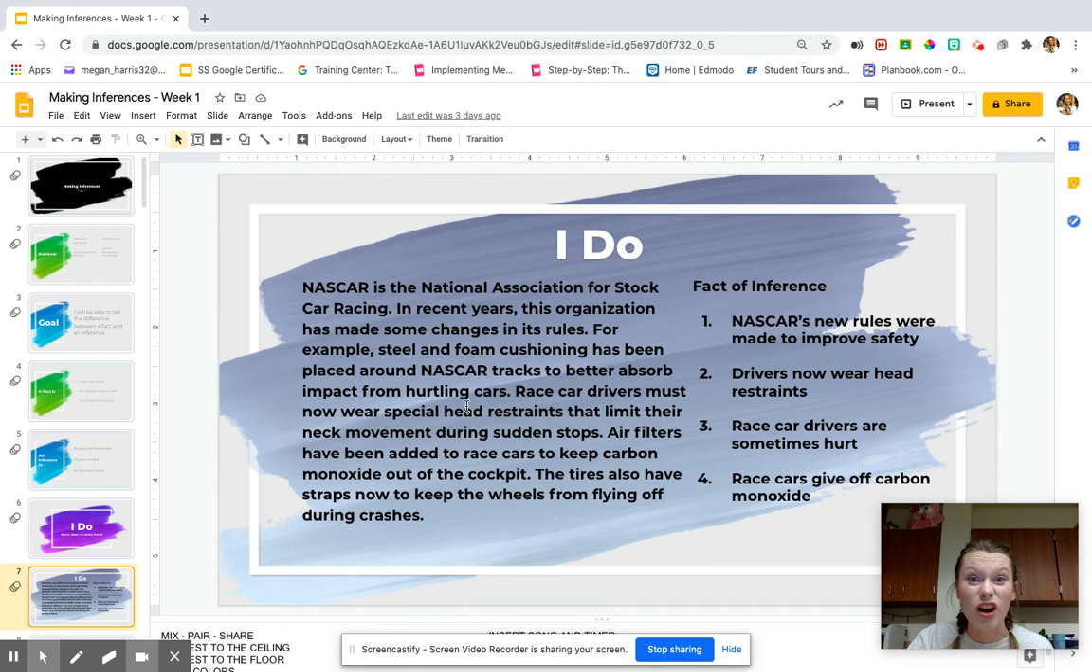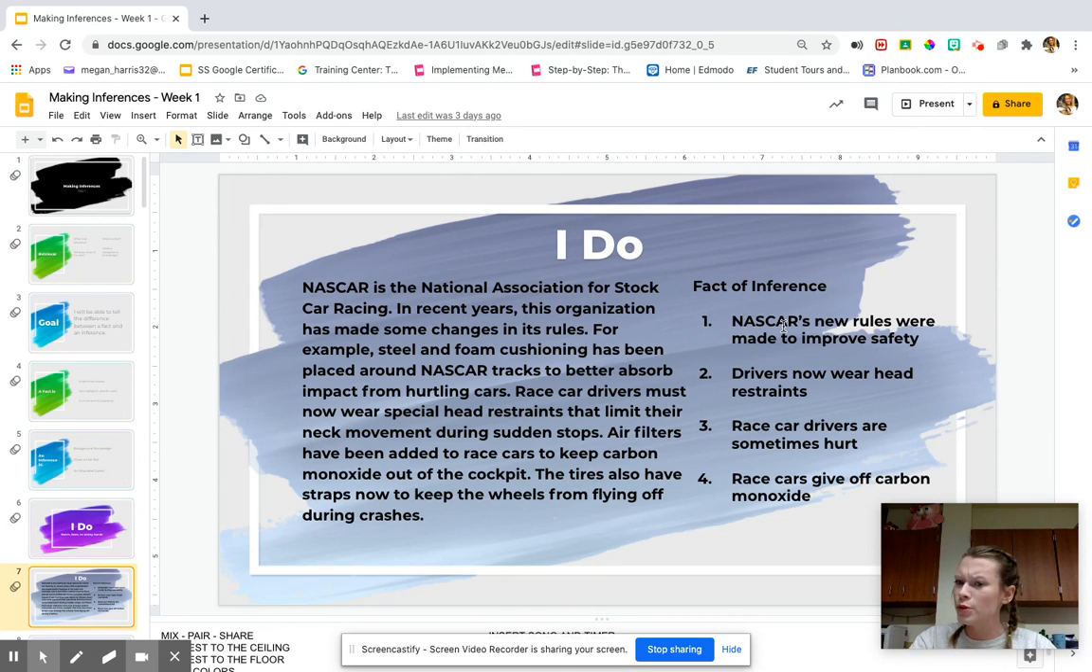Think about how fast a NASCAR drives, right? They're going to need some safety measures. Race car drivers must now wear special head restraints that limit their neck movement during sudden stops. Oh man, that sounds a lot like this right here. Drivers now wear head restraints. And look what it says. It says right here, race car drivers must now wear special head restraints that limit their neck movements during sudden stops. Okay, so you see, I found it here. It's word for word here. This tells me that number 2 is a fact, okay?